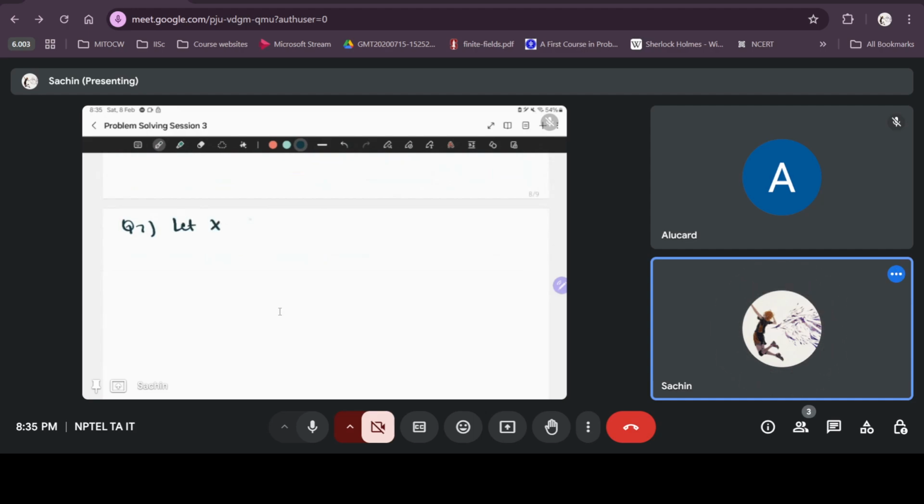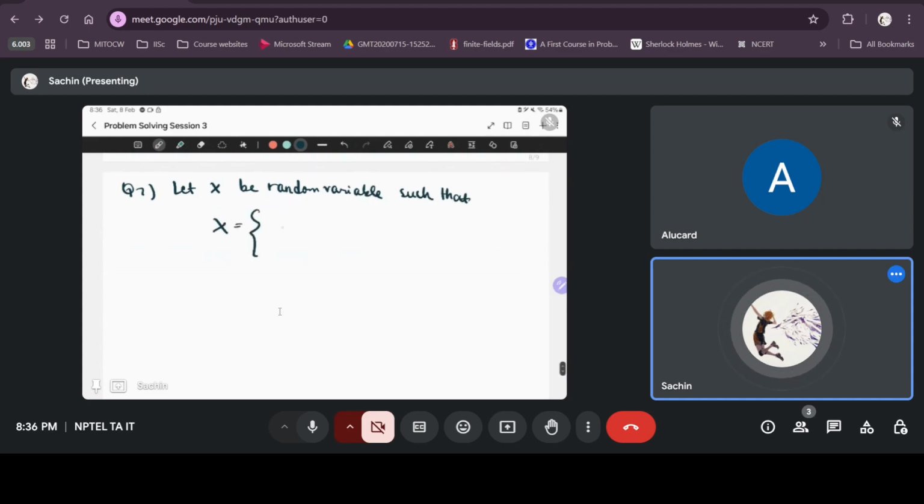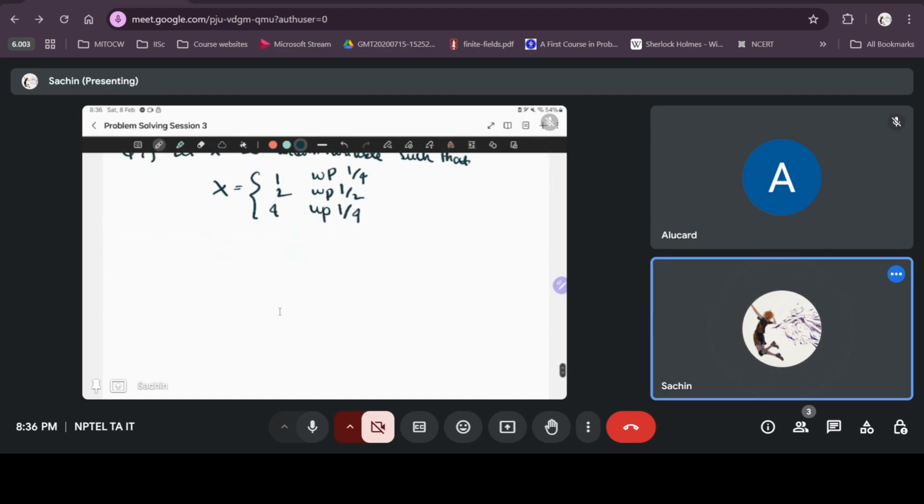Again, it's the same thing. X is a random variable such that x is 1 with probability 1 over 4, 2 with probability half, 4 with probability 1 over 4. And instead of taking 0 and 2, it's taking 1, 2, 4. And Zn is the nth root of the product where x1, x2, ..., xn are IID distributed as px.